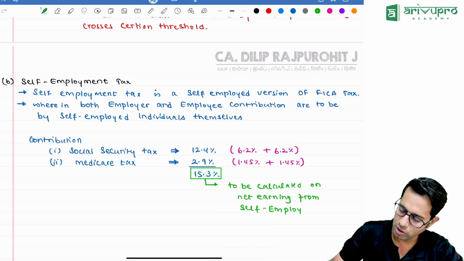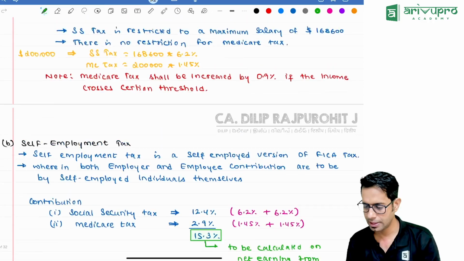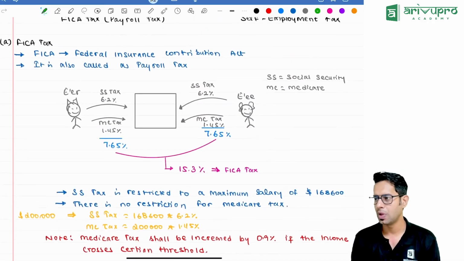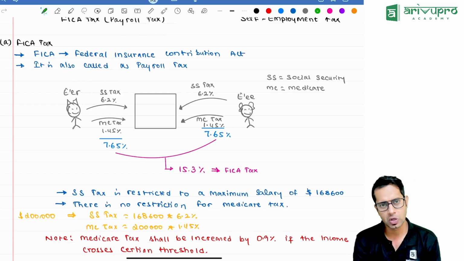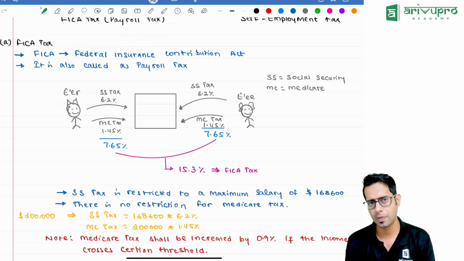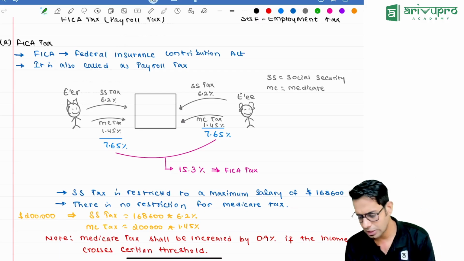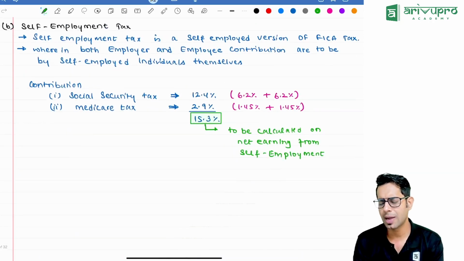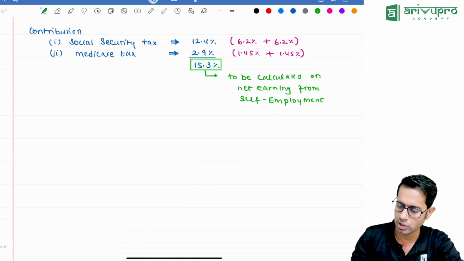Now here for calculation, there is one important point which you have to take care of. The calculation is a little different. In the case of an employee, directly on whatever wages you are earning, you will calculate the percentage which is given. Say your wages are around $50,000. On $50,000, 6.2% you will pay as your contribution. The employer also will contribute the same amount. Then Medicare tax 1.45% you will contribute. The employer also will be contributing the same amount. But here there is one small variation in calculation. What is that variation, sir? The calculation step is very important for the self-employment tax.